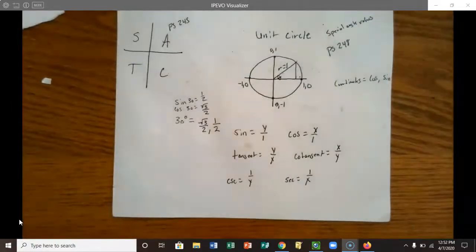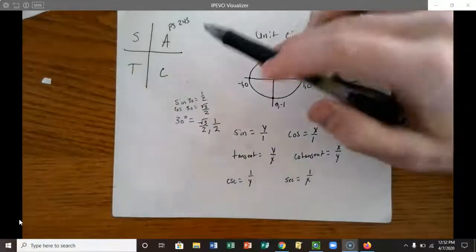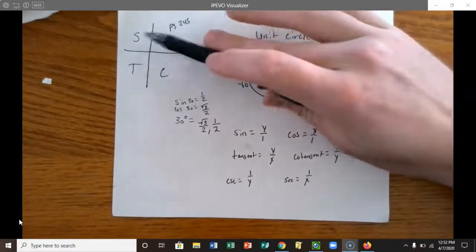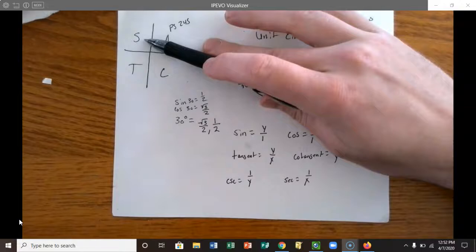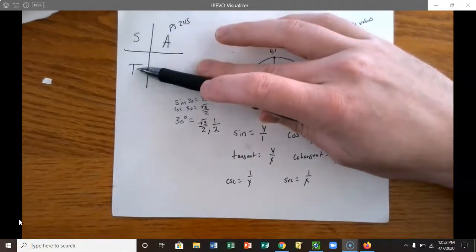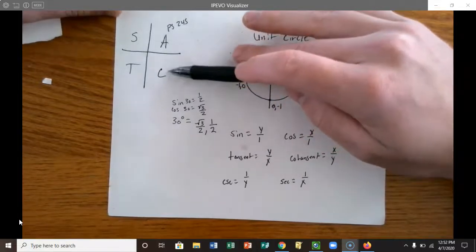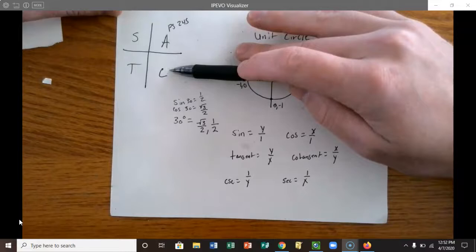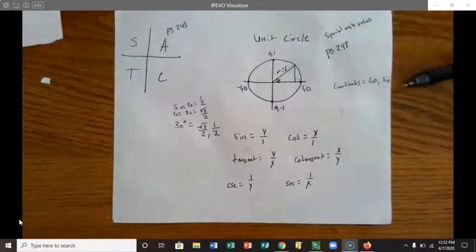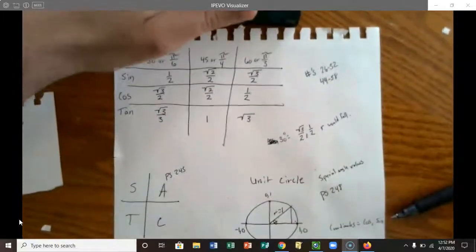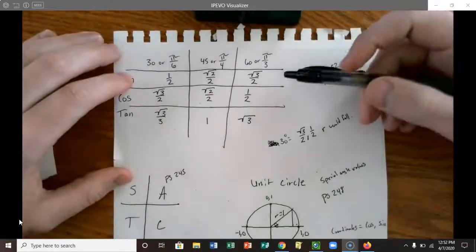Some other things that are going to help you while you're working on your problems: all trig functions are positive in quadrant 1, only sine and cosecant are positive in quadrant 2, tangent and cotangent are the only trig functions positive in quadrant 3, and cosine and secant are the only trig functions that are positive in quadrant 4. And then the final thing that is paramount for your problems is you need to know your specials.